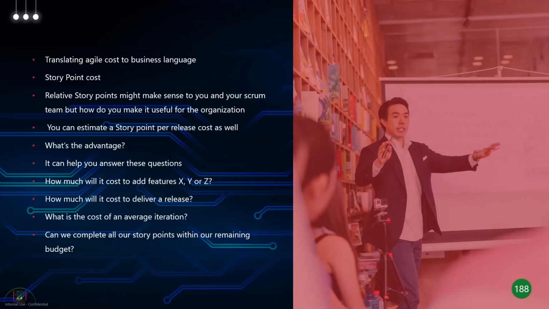So if you want to go much deeper and see what's the cost of a story point, what's the cost of your whole complete project, you can use the Agile EVM metric and you can see, okay, I invested X dollars, I'm going to get Y dollars back. Is it worth it for me to invest this amount of money and actually go into this project, right? So those are the advantages. It will basically suggest what is the cost to add the features X, Y, or Z, how much it will cost to deliver a release, what is the cost of an average iteration, can we complete all our story points within our remaining budget.